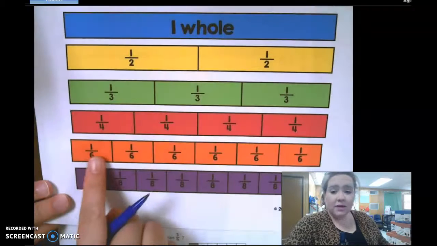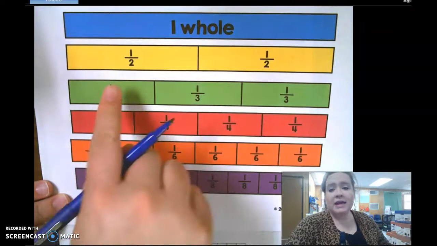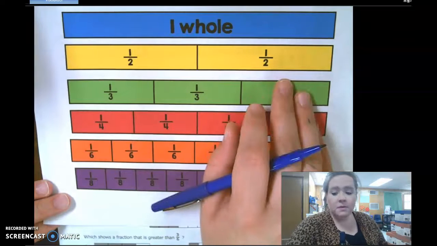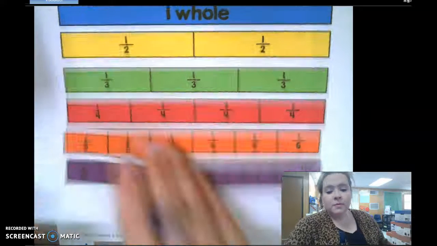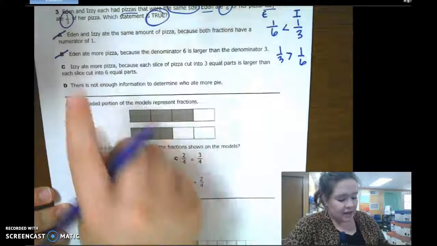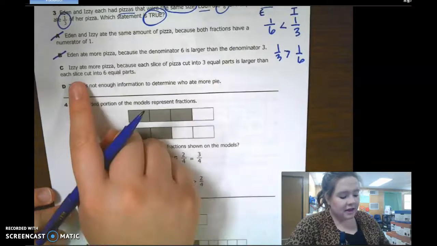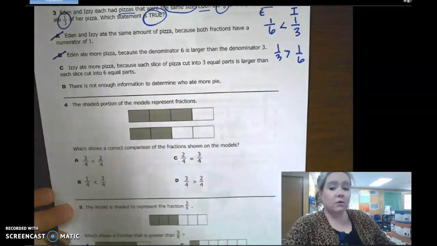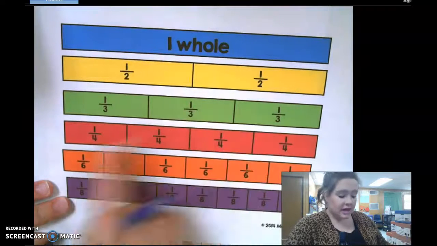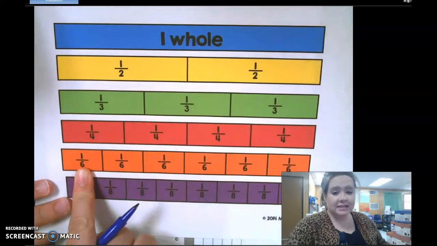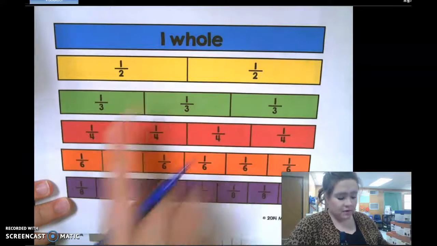Is this piece, this is the one that Eden ate, and this is the one that Izzy ate. Is the one that Eden ate more than the one that Izzy ate? No, good job. Izzy ate more pizza because each slice of pizza cut into 3 equal parts is larger than each slice cut into 6 equal parts. Is something cut into 3 equal parts, or thirds, going to be larger than the same size whole cut into 6ths? This is 1/3 and 1/6.